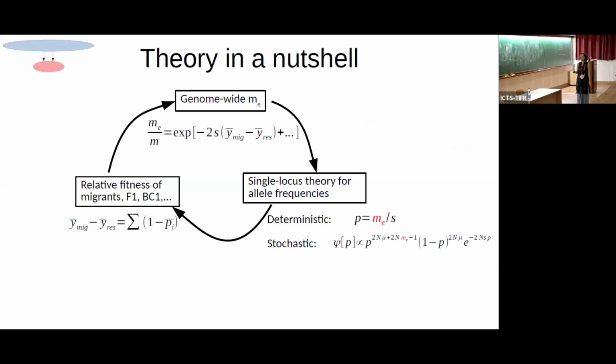And when one does this, one has essentially three equations which all depend on each other. So here the Y's, the number of alleles, depend on these allele frequencies. Then the effective migration rates depend on the total number of alleles that are different, and they determine in turn these allele frequencies. So it's a circle, and one can just solve it in a self-consistent manner.